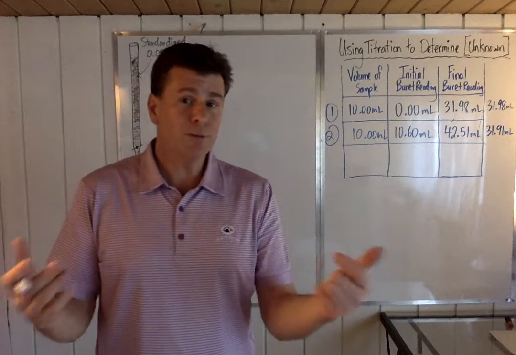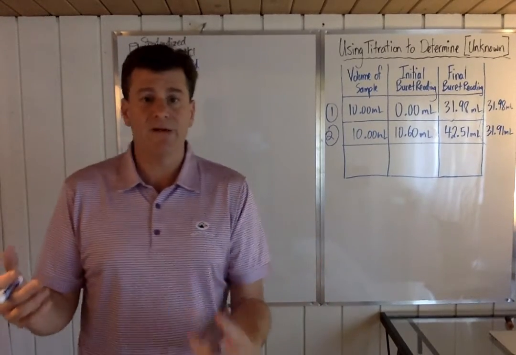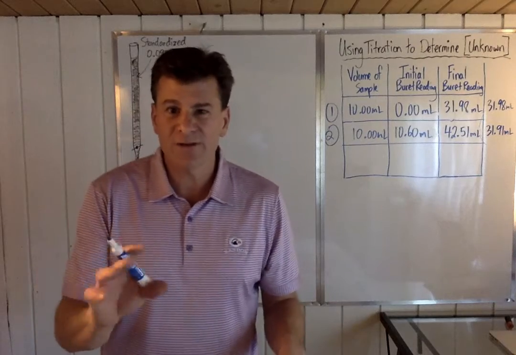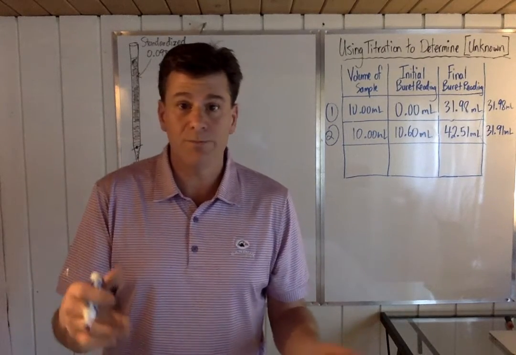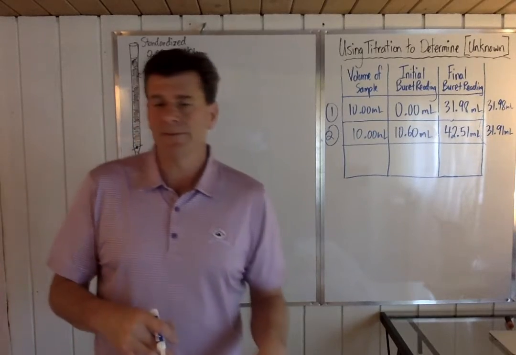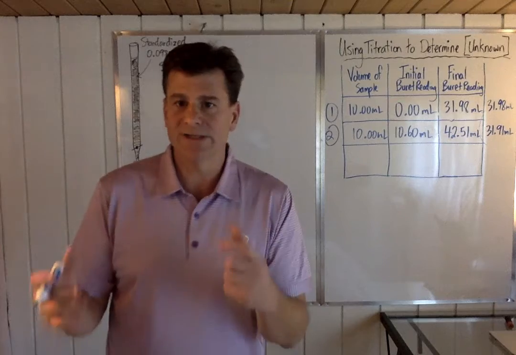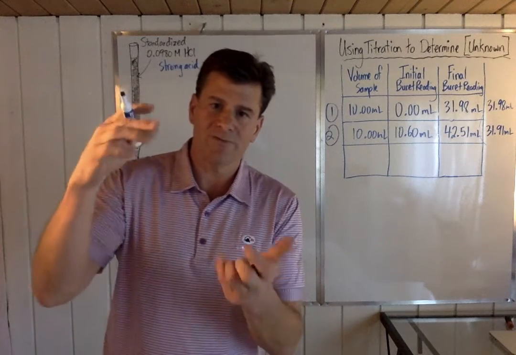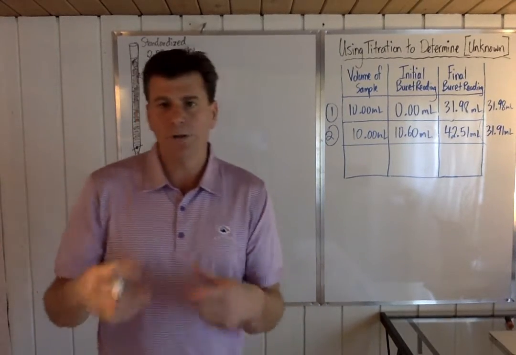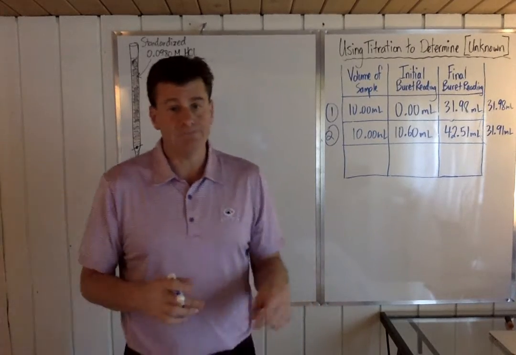Now look, 1% of the average, because we've added more volume, 1% of these is going to be closer in the neighborhood of plus or minus 0.32 milliliters-ish. So 1% is not always the same value. The larger the volume of stuff that you're adding in your trial, 1% of that is going to be a larger amount, so the range gets a little bit wider, okay?